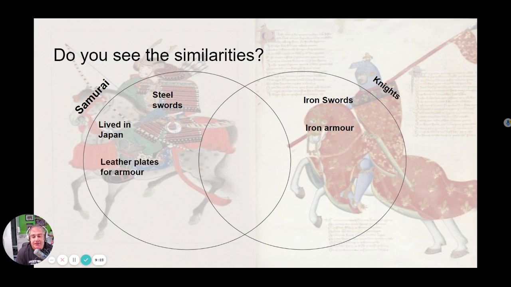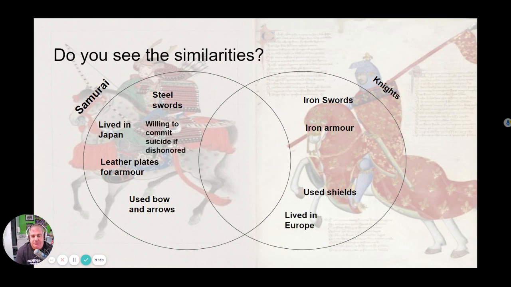And again, I just talked about that. There were leather plates for armor in Japan. The samurai used shields. The samurai used bows and arrows. Again, the knights lived in Europe. The samurai were willing to commit suicide if they were dishonored. So if they did anything that dishonored their lord or themselves, they were willing to actually kill themselves if they were dishonored. The knights would use crossbows. Later on, they used longbows and things like that.